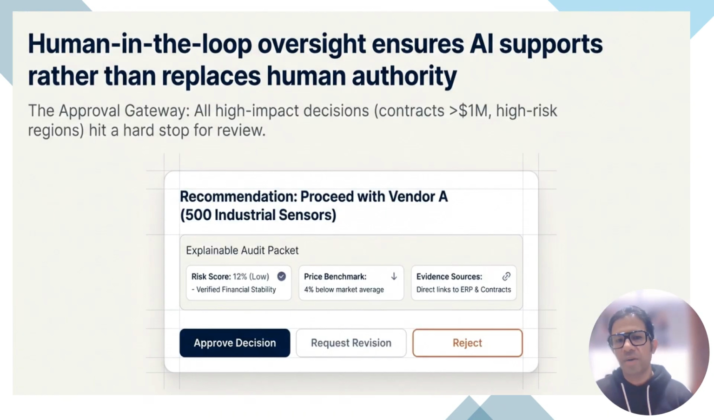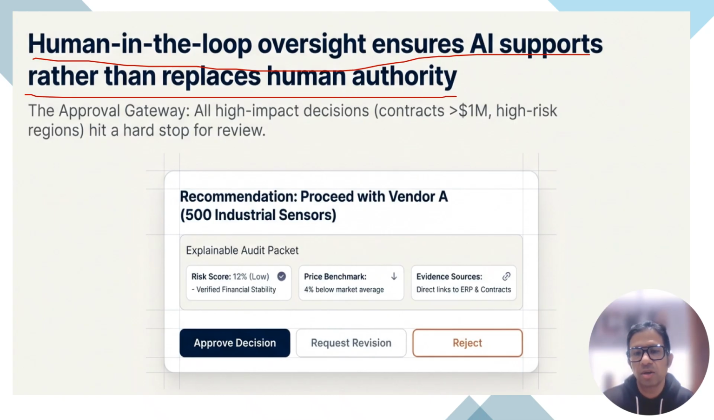This slide is the one that procurement leaders, legal teams, finance controllers, and auditors care about the most, because it answers the big question: who has the authority? Human in the loop oversight ensures AI supports rather than replaces human authority. So the message is clear: AI supports decisions, it does not replace human authority.